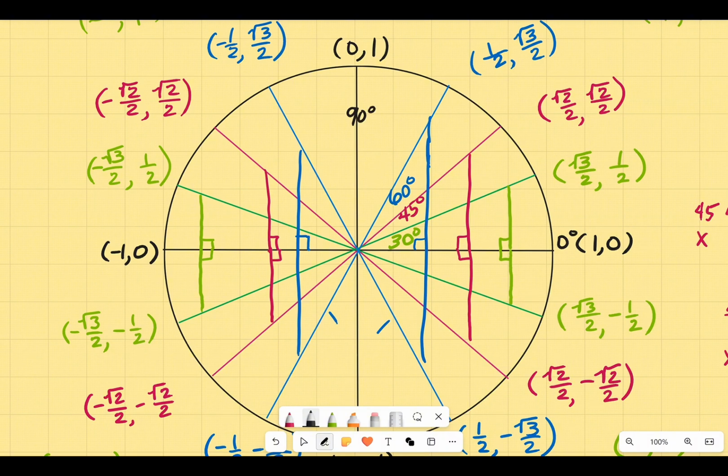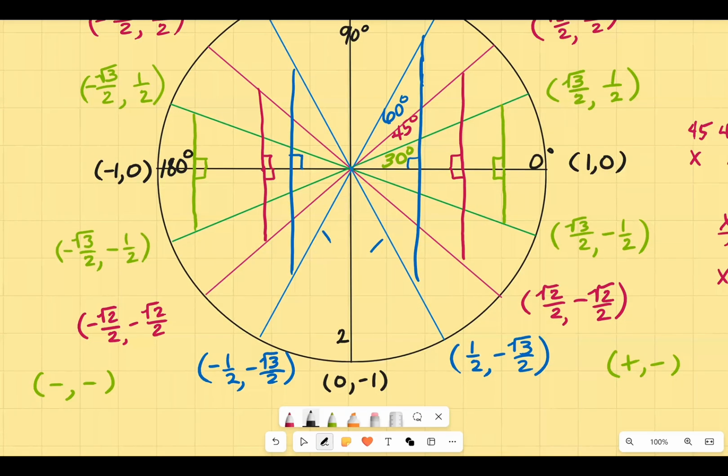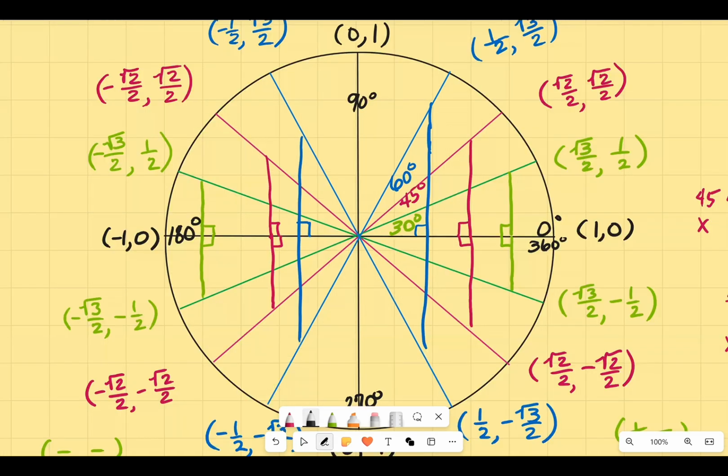I'm just going to label the ones that are on the X and Y axes. So let me move this 0 over. This is going to be 0 degrees. This is going to be 90. I already did this, 180 degrees. Down here is going to be 270 degrees. And right below 0 is going to be 360 degrees. That's the full circle.